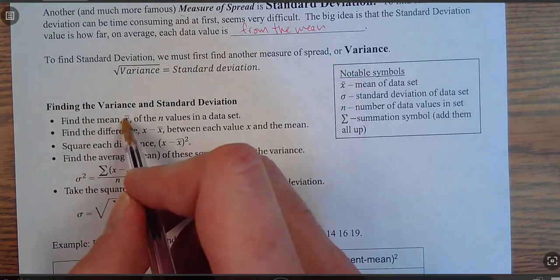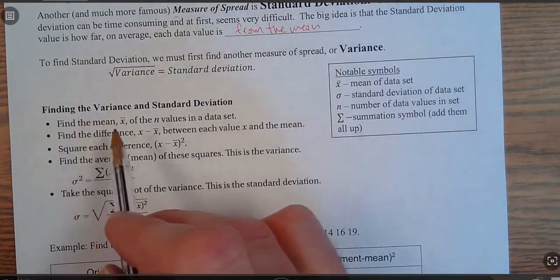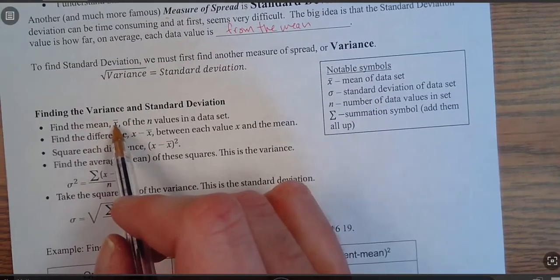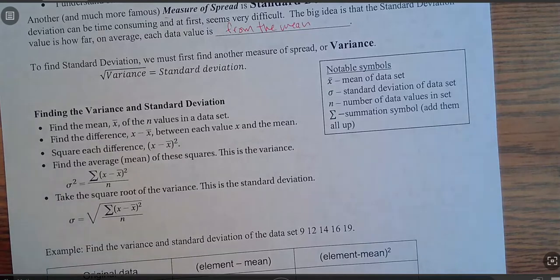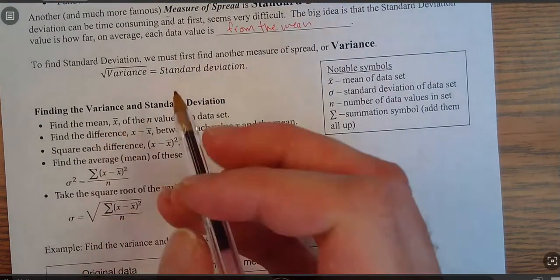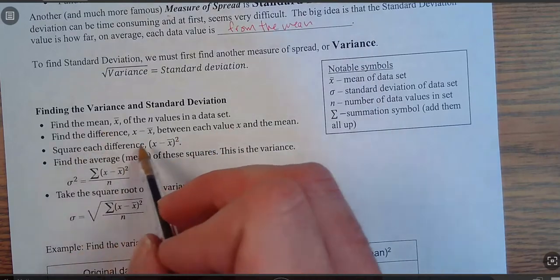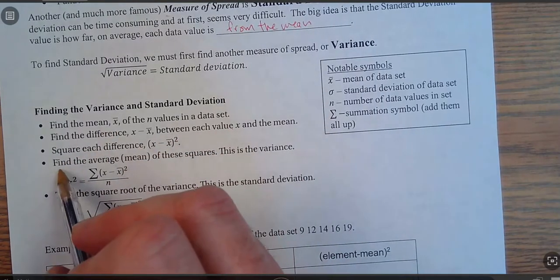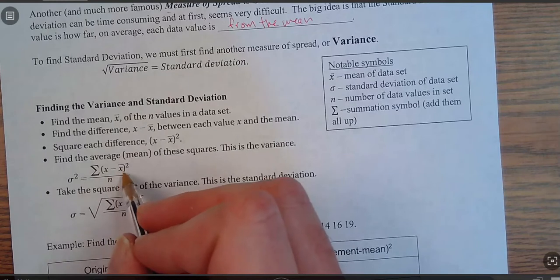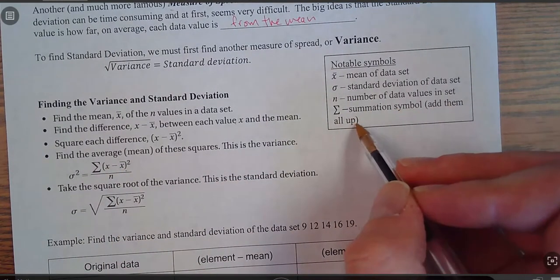So the mean, we say x bar. That's a little bar above it. So that's the mean of the data. So first we need to find the mean. The very first step of finding standard deviation is finding what the mean is. So find the mean, then find the difference between each value in the data set and the mean. So we have to find all the differences. Then we're going to square all those differences. Then we're going to add all those up. Okay, so that's what this just means, summation, add them all up.